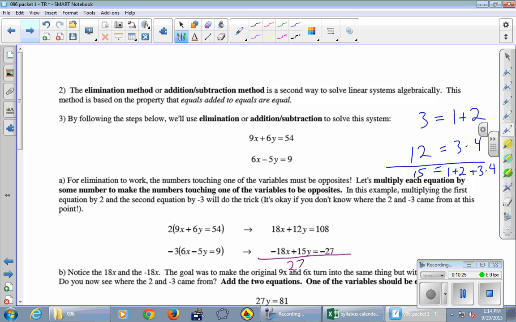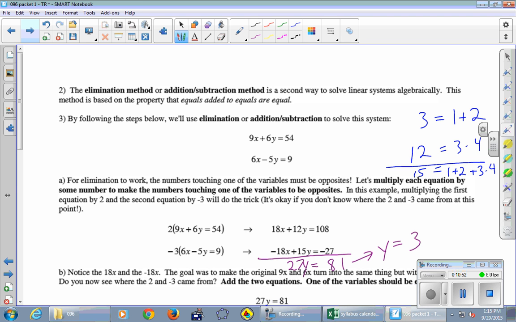We get 27y equals, and we add here, 108 and 81, I think. Yes? Is that equation better than the ones we started with? Yes, because it has only one letter in it, right? Solving from here is pretty straightforward. You just solve for y, divide both sides by 27, and you get y equals 3.